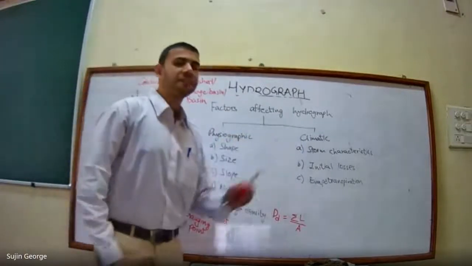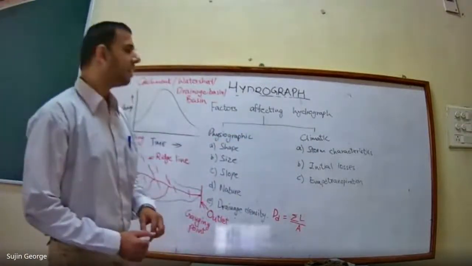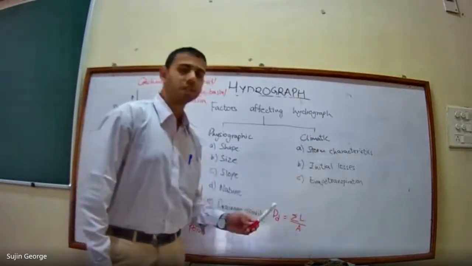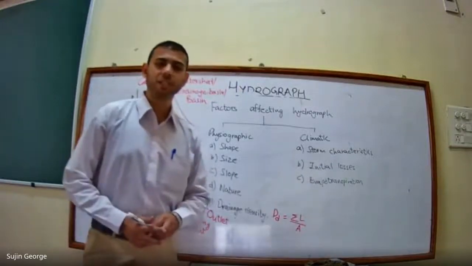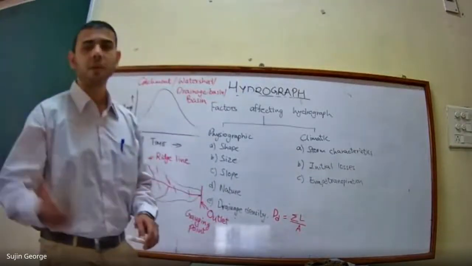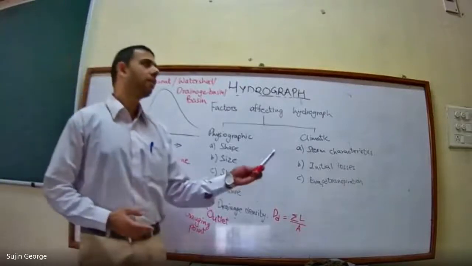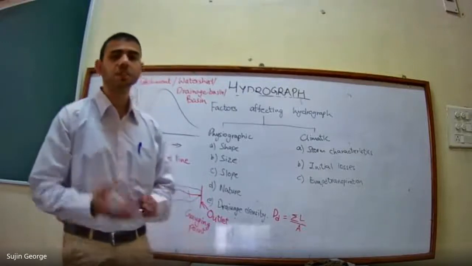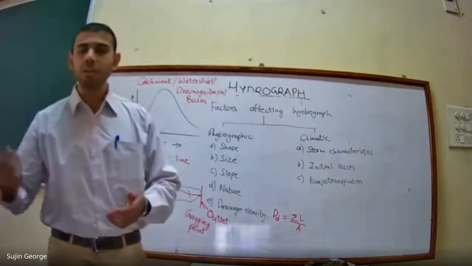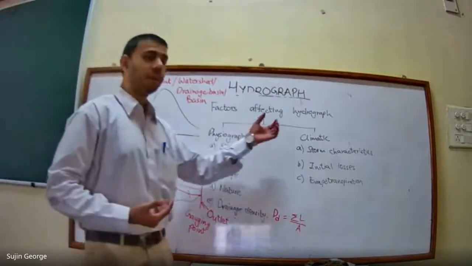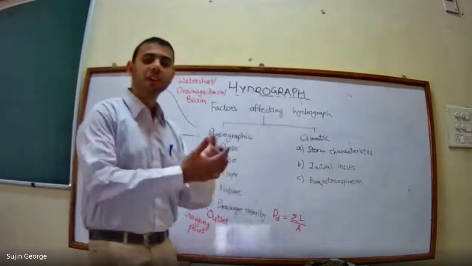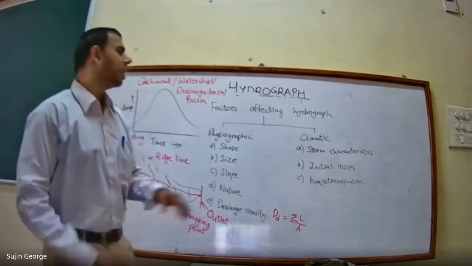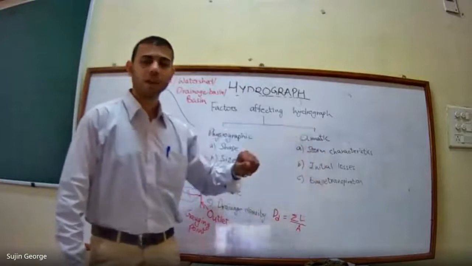Next is the climatic factors. The climatic factors can be characterized as storm characteristics, initial losses, and evapotranspiration. Storm characteristics means the rainfall characteristics: the precipitation, the forms of precipitation, the temperature in the surrounding area, the humidity, the pressure, the wind velocity. All these come under the storm characteristics, so they ultimately affect the hydrograph.